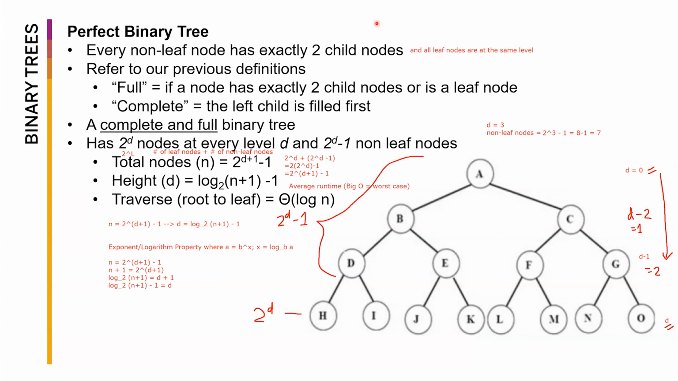So I brought the discussion back to algorithm runtime, from trees back to runtime, which is the big O or the theta log n. Any questions so far?